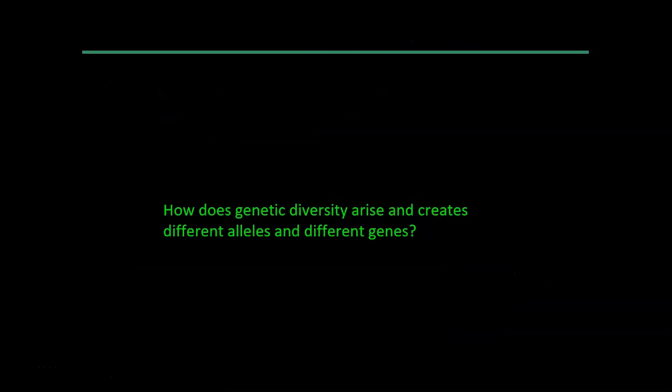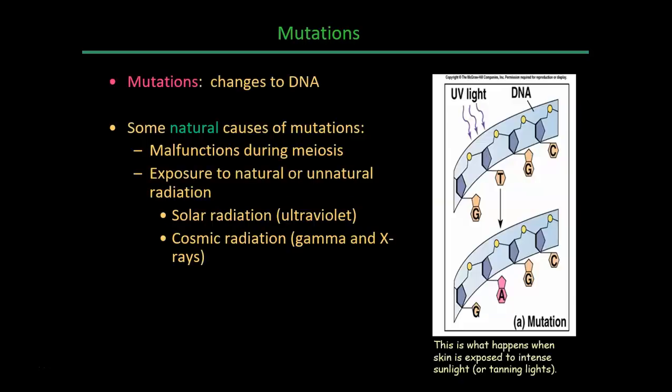Let's answer this question. How does genetic diversity arise and create different alleles and different genes? Okay, so where does all this origin come from? Where does all this genetic diversity come from? You've maybe heard the term mutation before. It's used in science fiction a lot, like in the X-Men series, like mutations lead to humans with all these different superpowers and stuff like that. Fortunately, it doesn't work like that on Earth. Otherwise, this place would be a mess, right?